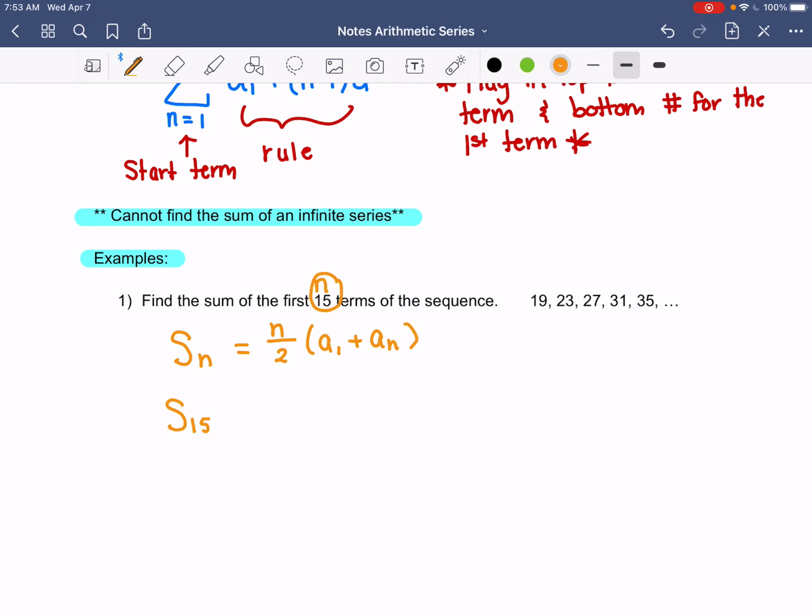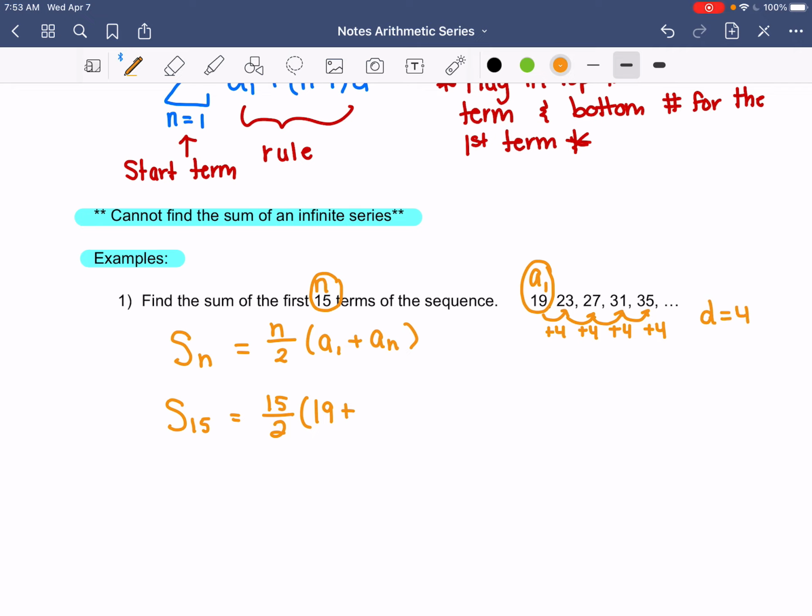S sub 15 equals 15 divided by 2 times a1 plus an. So a1 just means your first term. So my first term is 19. I can plug that in here, plus a sub n. So that means the 15th term. Well, we have the first term, second term, third term, fourth term, fifth term, right? I forgot to make sure it was arithmetic, but the pattern has to be adding the same number over and over. So for all of them, the pattern is add 4, add 4, add 4. So that means our common difference is 4.